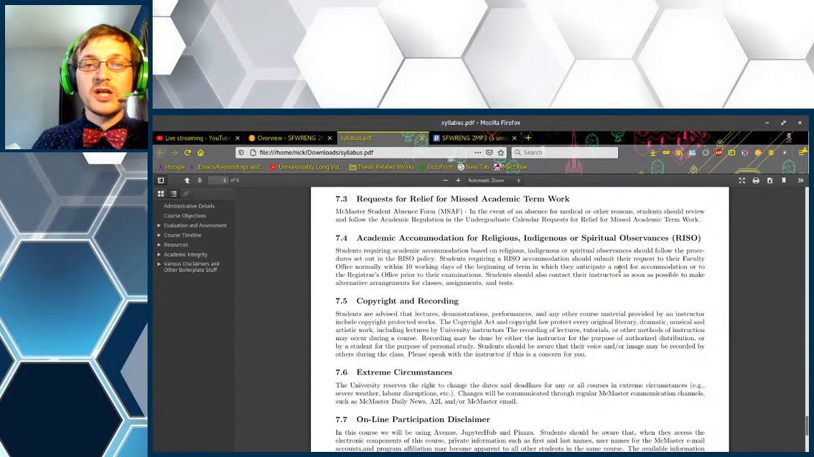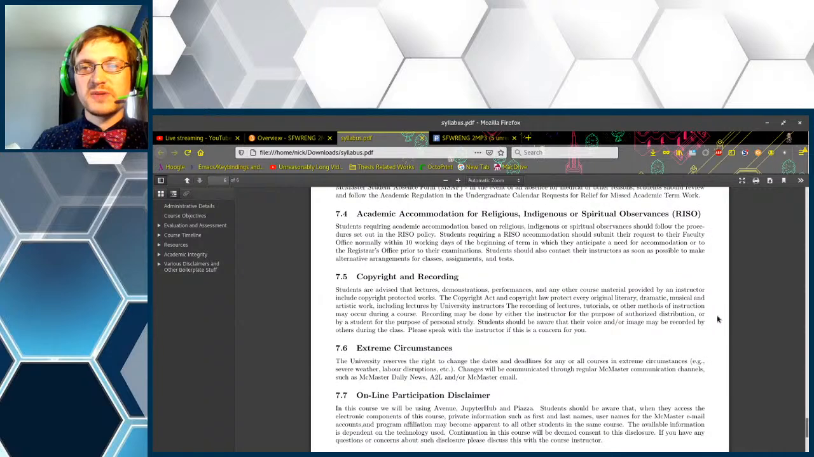Academic accommodation for religious, indigenous, or spiritual observances. Students requiring academic accommodation based on religious, indigenous, or spiritual observances should follow the procedures set out in the RISO policy. Students requiring a RISO accommodation should submit their request to their faculty office, normally within 10 working days of the beginning of term in which they anticipate a need for accommodation, or to the registrar's office prior to their examinations.